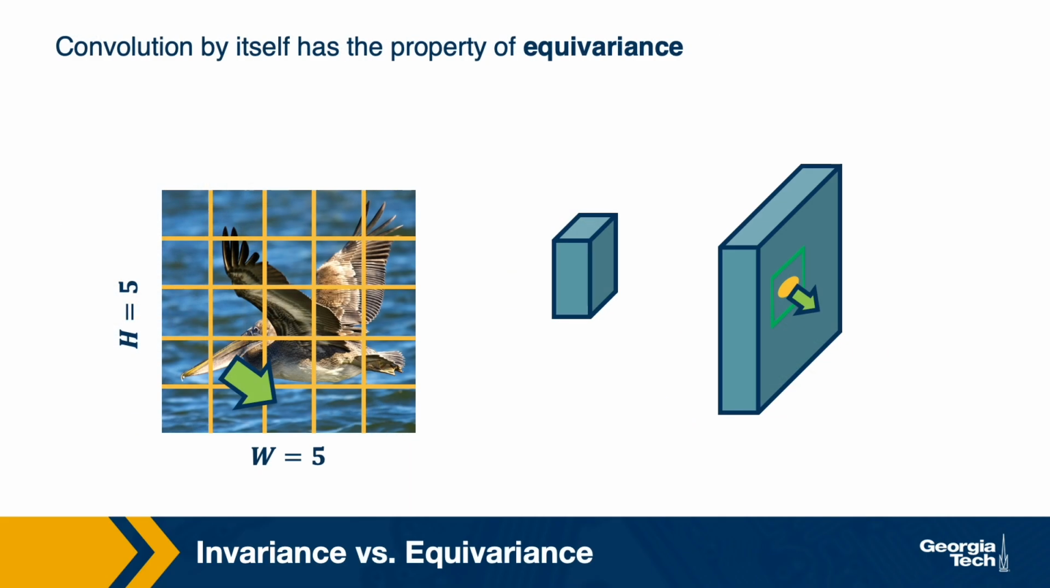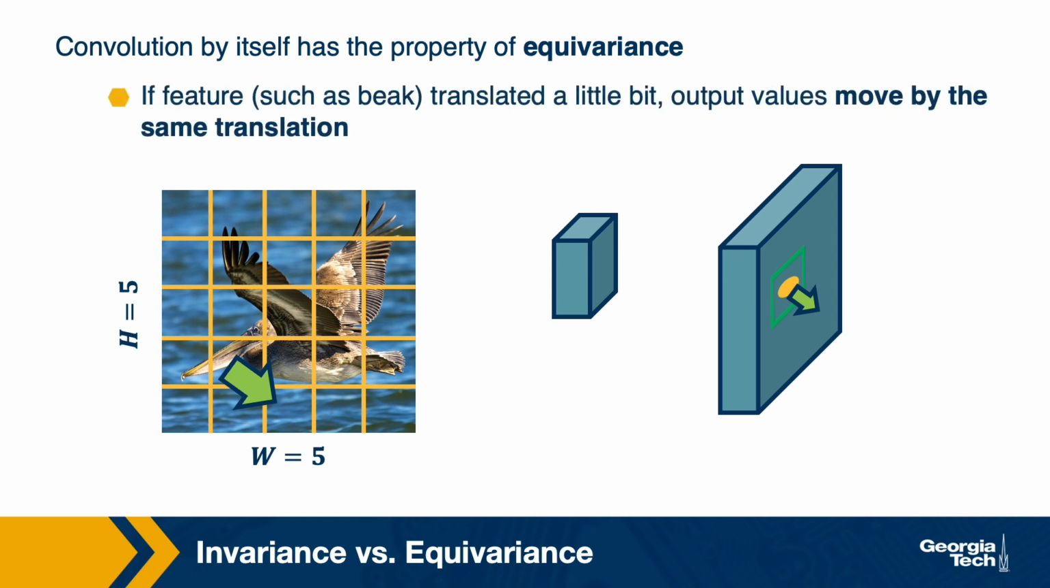Now, we can also have something called equivariance, and this is something that convolution operations naturally have even without pooling. That is, if the feature, such as a beak, gets translated a little bit, then the output values may move by the same translation or transformation. So specifically, if the beak feature or pixels move a little bit, then the kernel will still stride across the entire image and pick it up in that new location. And so it'll have a high output value in that new location. And so this means that in the output map, the high value moves in the same direction as the actual feature in the image. Again, this is called equivariant.